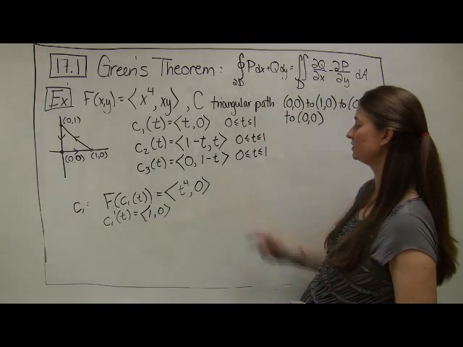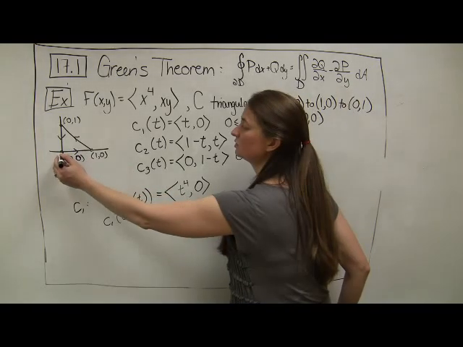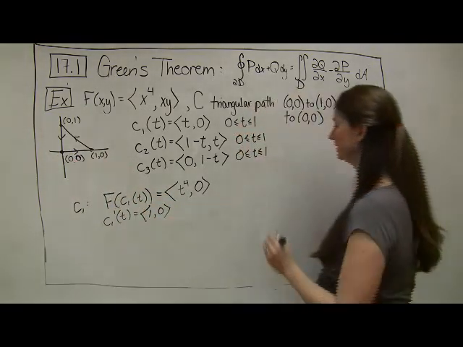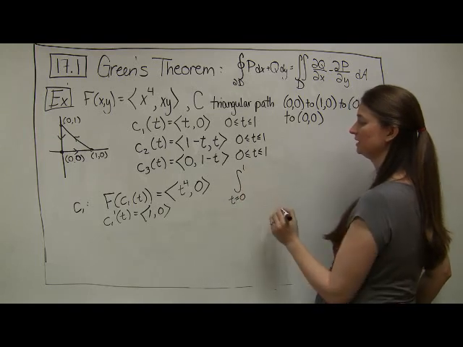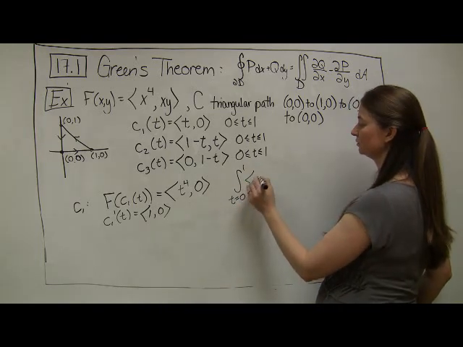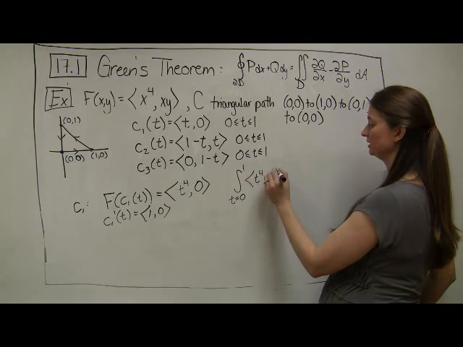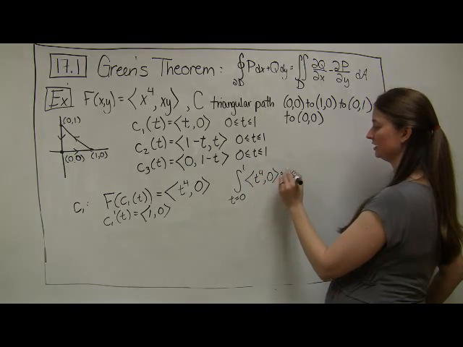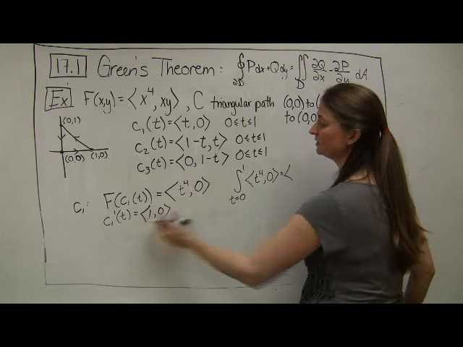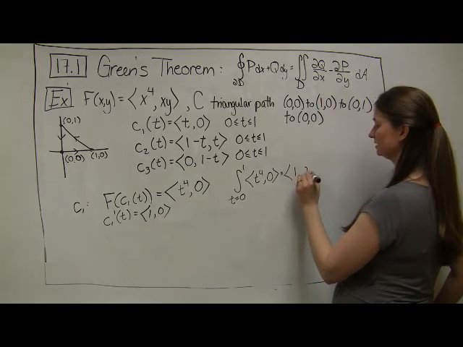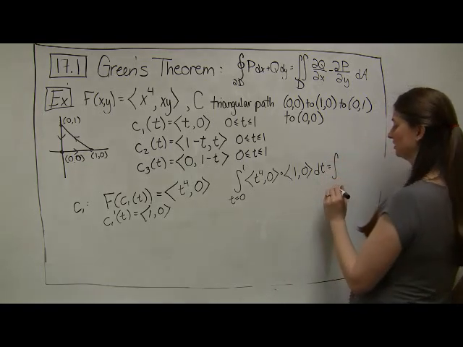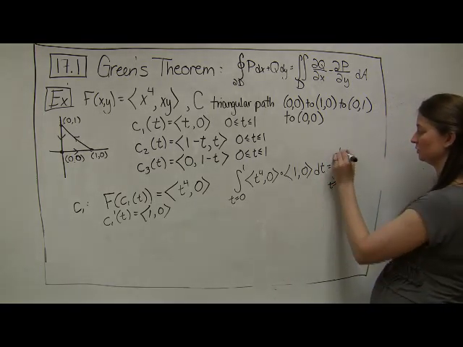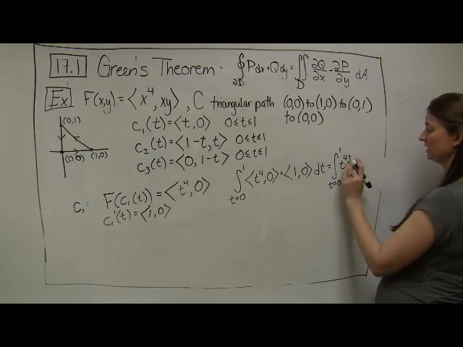So that means that my first line integral piece, the piece that goes from (0, 0) to (1, 0), is going to be the integral as t goes from 0 to 1 of f of c of t, which is (t to the fourth, 0), dotted with c prime of t, which is (1, 0), dt, which ends up being the integral from t equals 0 to 1 of t to the fourth dt.